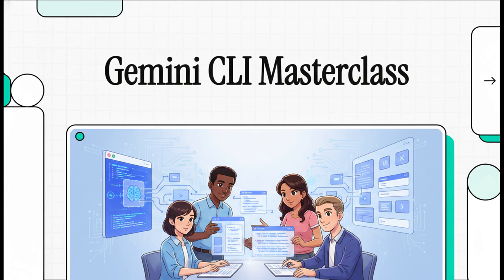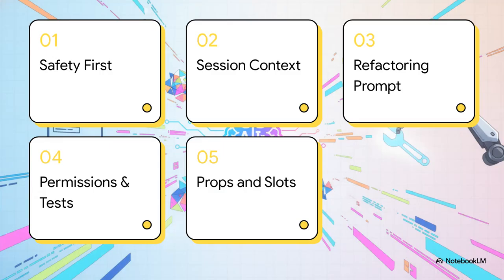So today, we're unpacking a masterclass workflow. We're going to take you from a highly secure setup all the way to a beautifully refactored codebase, extracting hard-coded UI elements into perfectly reusable components. Here's our pipeline for today. We've got safety first with branching strategies, managing AI session context, executing the refactoring prompt, checking out permissions and auto tests, and finally, verifying props and slots.